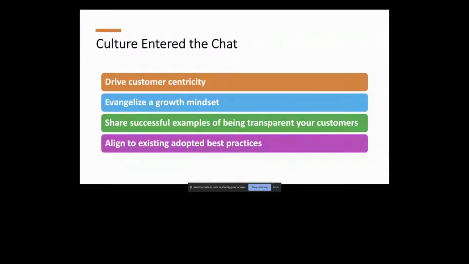And if you don't have these programs in place, there's always ways to start, which I'll talk about in the future slides around operations. Looking at the next phase is really evangelizing a growth mindset. I've been around design thinking a good amount of time. I didn't quite get it.